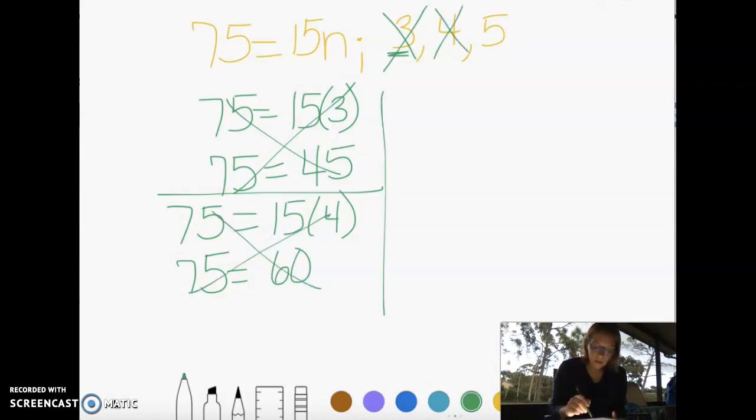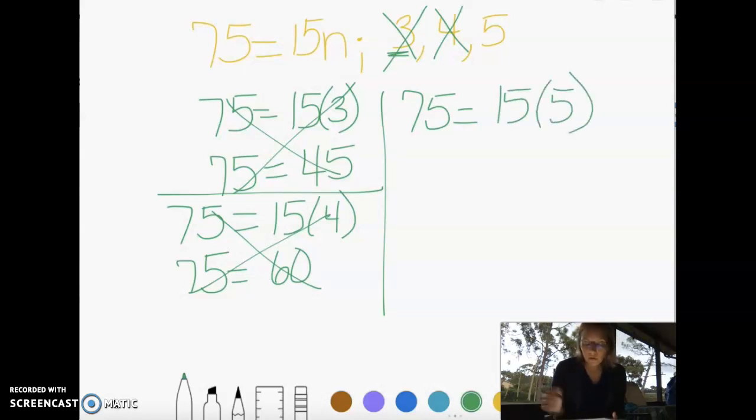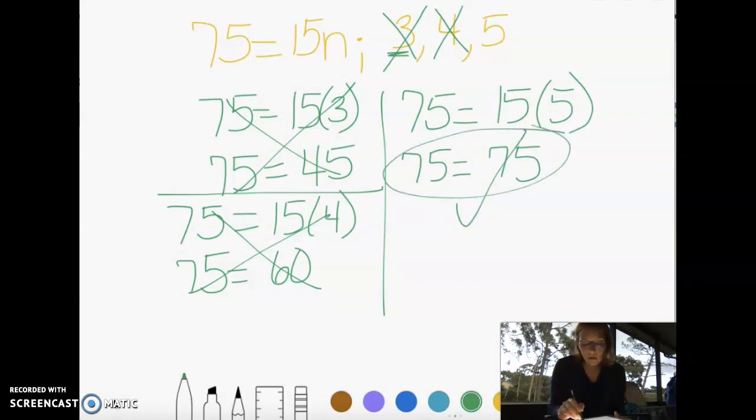And my last one, 5. We pretty much know at this point that it's got to be the answer, but I'm going to do it anyway to make sure I didn't make a mistake on one of the other two. And on these problems, you can use your calculator. I just don't want you using them on the mental problems. Okay, so 75 equals 15 times 5. And I know that 15 times 5 equals 75. So does 75 equal 75? Yes, it does. So that is going to be my solution to this problem.